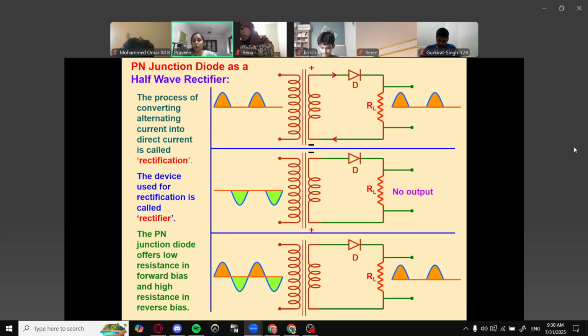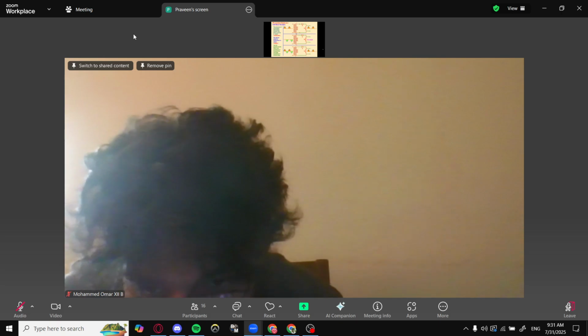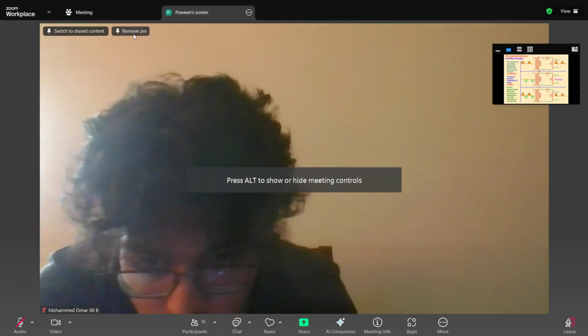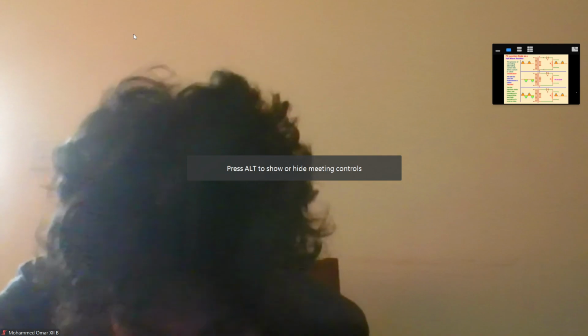This unidirectional property of a diode enables it, not us, enables it to be used as a rectifier.